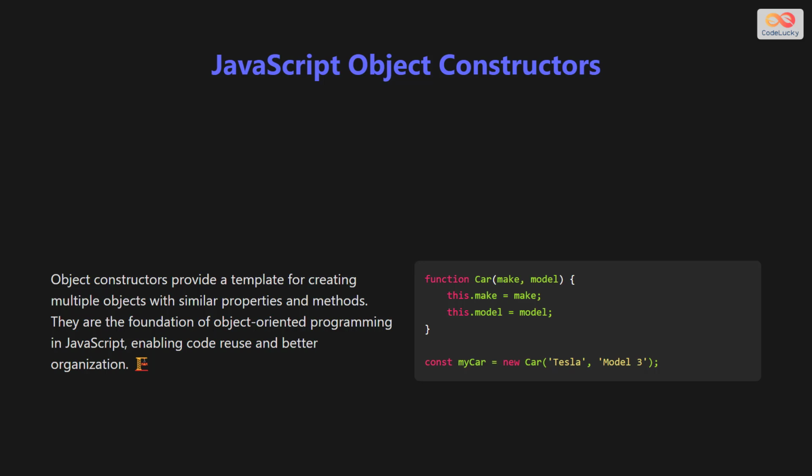In this example, a function named car is defined. It takes make and model as parameters. Inside the function, this.make is assigned the value of make, and this.model is assigned the value of model. A new object is created using the new keyword, named myCar, by calling the car constructor with Tesla as make and model3 as model.